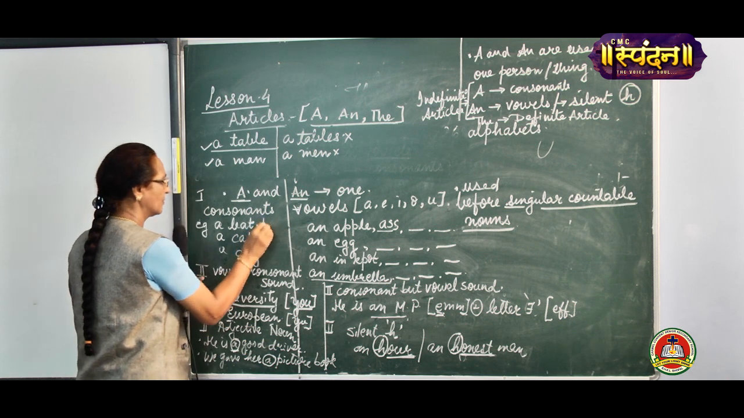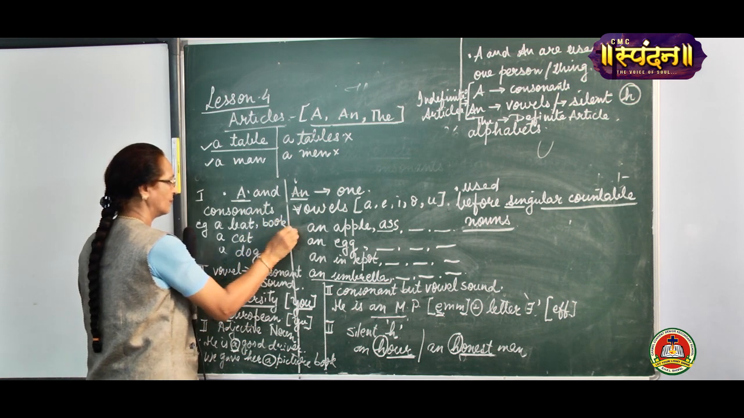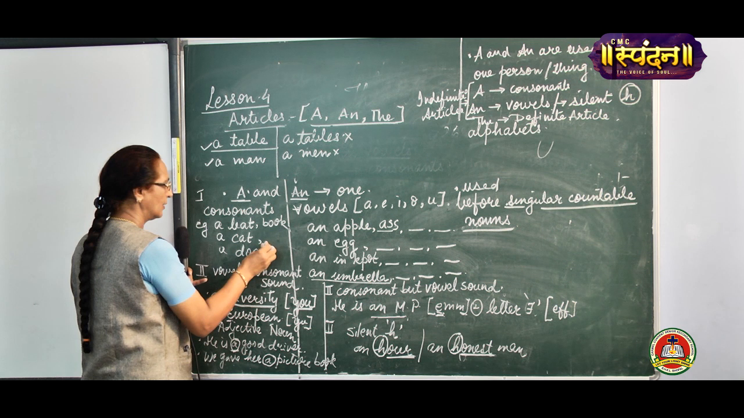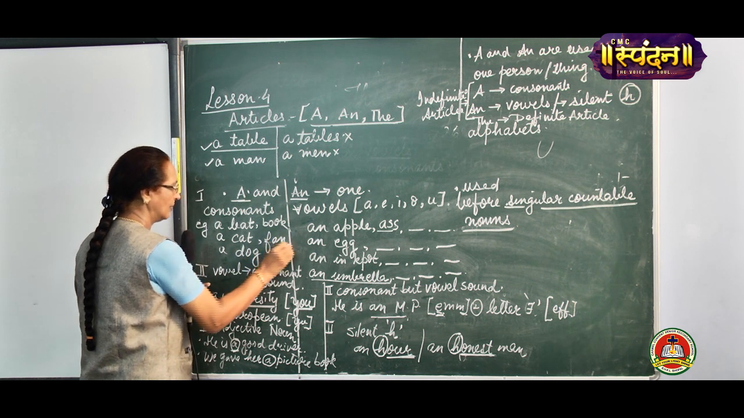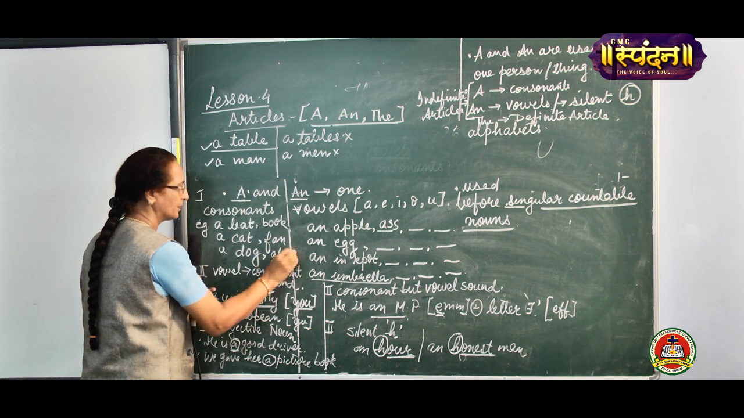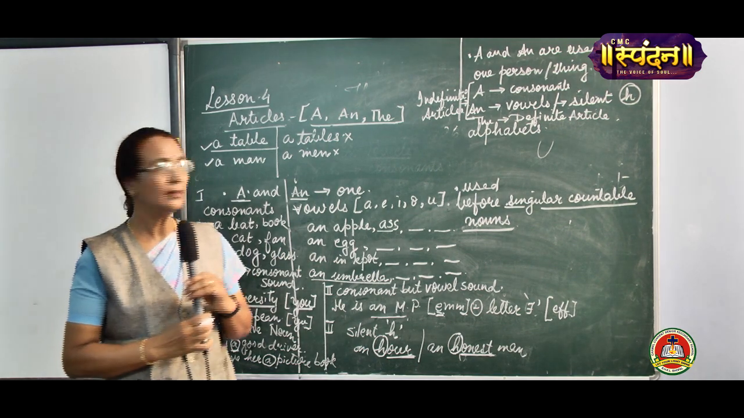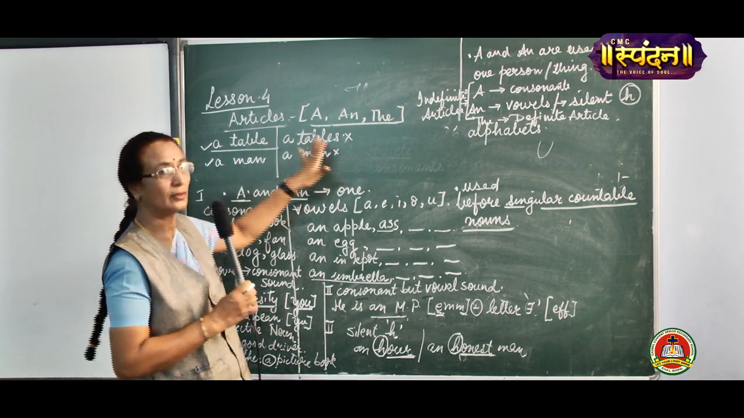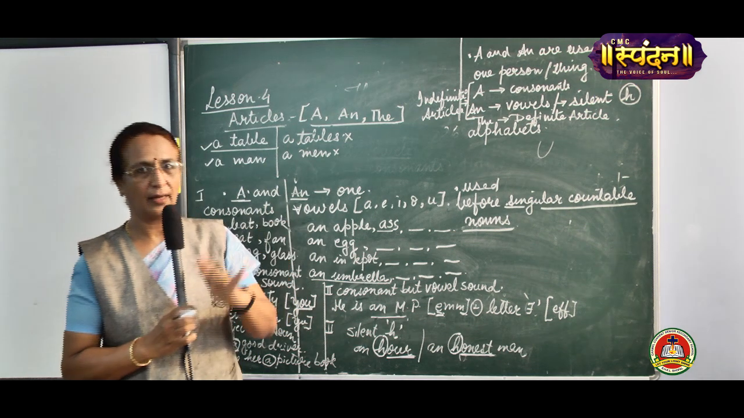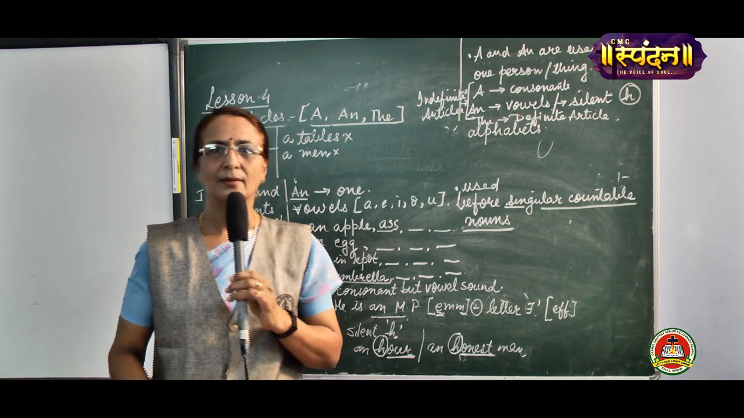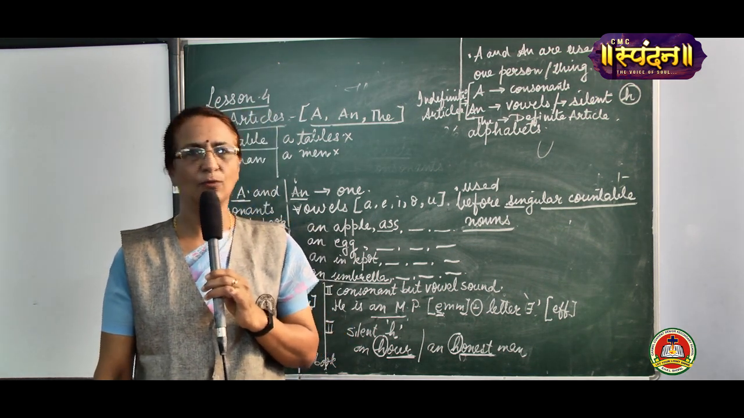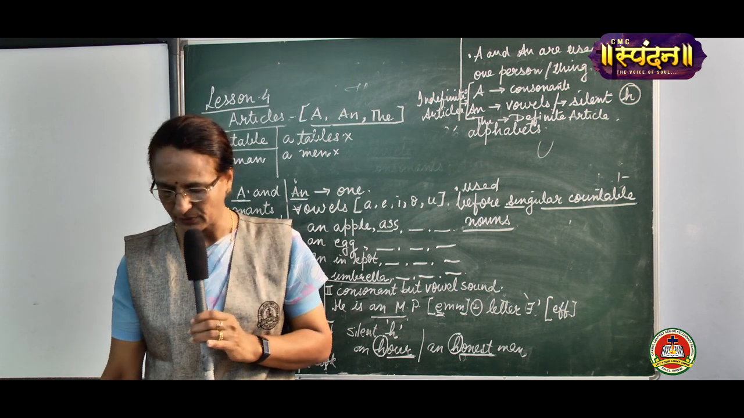Make some words with a. Here: a bat, a book, a cat, a dog, a fan, a glass. Is it clear? So try to use a and an before the consonant words and vowel words. Is that clear, children?